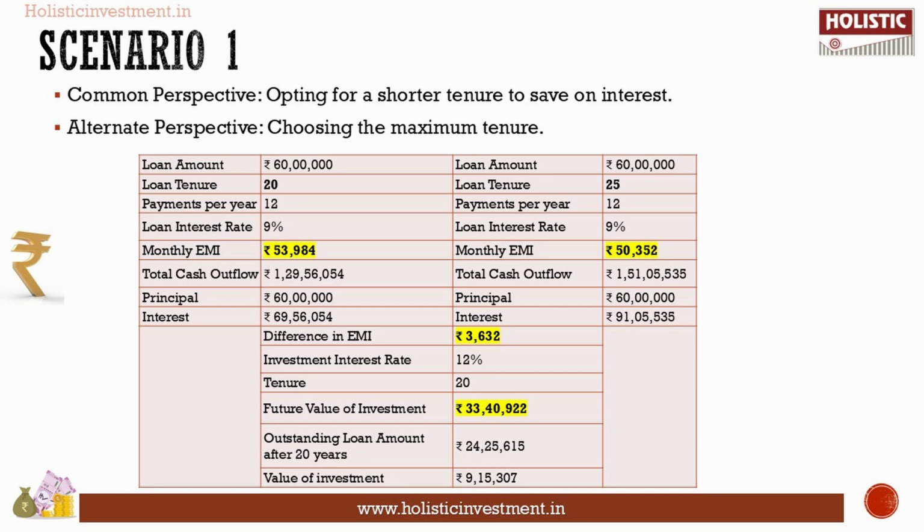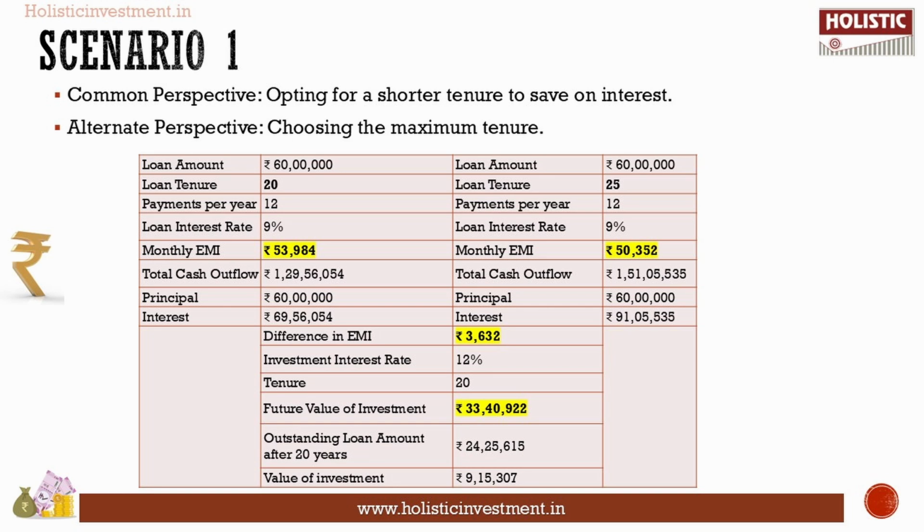to wealth accumulation. Let us assume you take a home loan of rupees 60 lakhs with a tenure of 20 years at an interest rate of 9%. The equated monthly installment EMI would be 53,984. Now, if you opt for a 25-year tenure instead, the EMI drops to 50,352. This reduction saves you rupees 3,632 per month, which could be invested in a mutual fund via SIP.